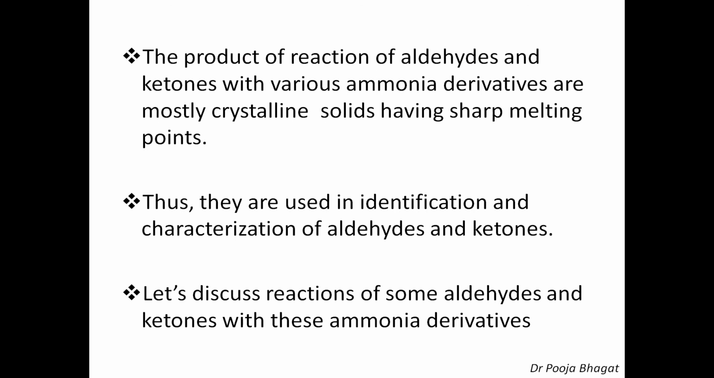Now, the products of reaction of aldehydes and ketones with various ammonia derivatives are mostly crystalline solids having sharp melting points. We have seen oxime, semicarbazone, phenylhydrazone, 2,4-dinitrophenylhydrazone. They all are crystalline solids and they have sharp melting points. Thus, they are used in identification and characterization of aldehydes and ketones. Okay. So now let's discuss reactions of some aldehydes and ketones with these ammonia derivatives.